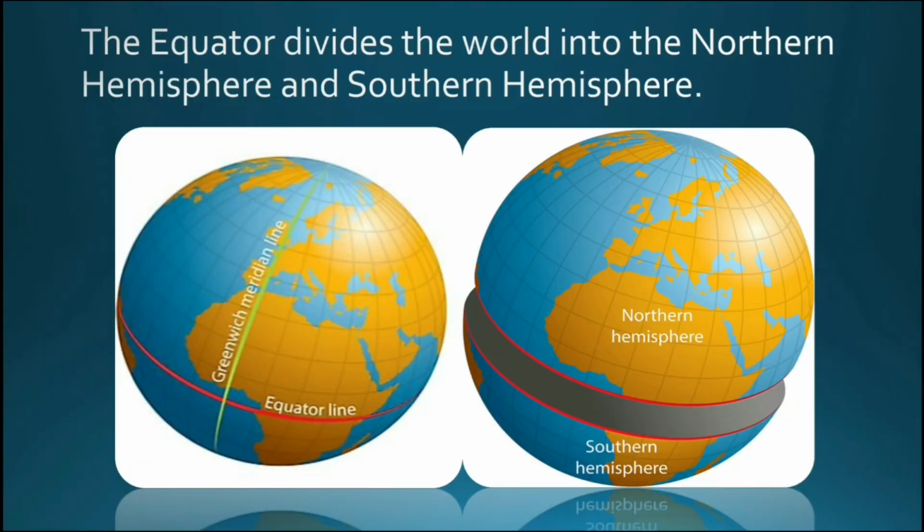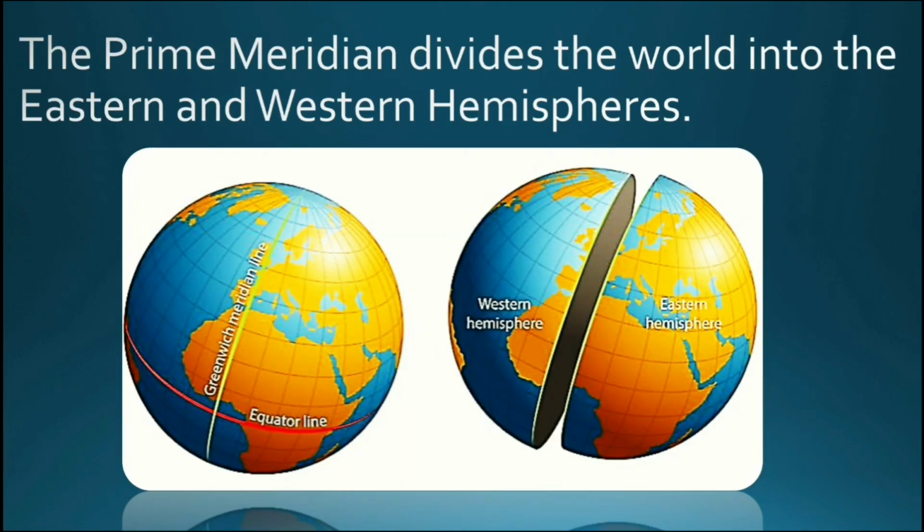Here you can see the equator divides the world into the northern hemisphere and the southern hemisphere. Look at the map. This is the equator line, and that equator divides the world into two hemispheres. On the top side is the northern hemisphere, and the downside portion is the southern hemisphere.